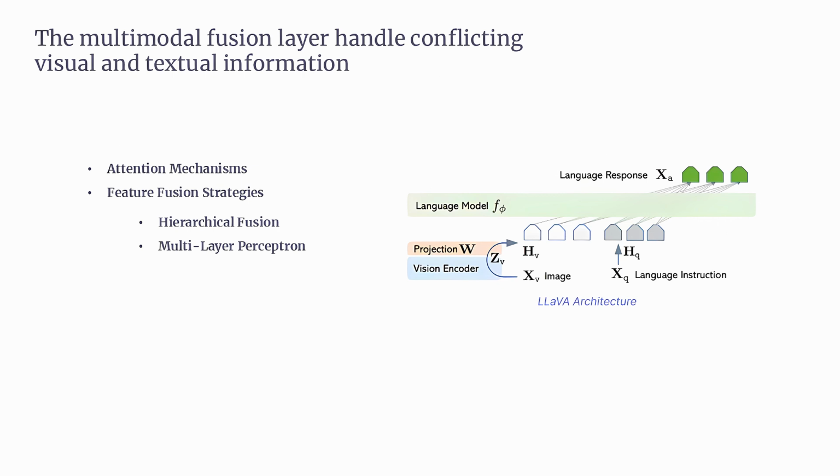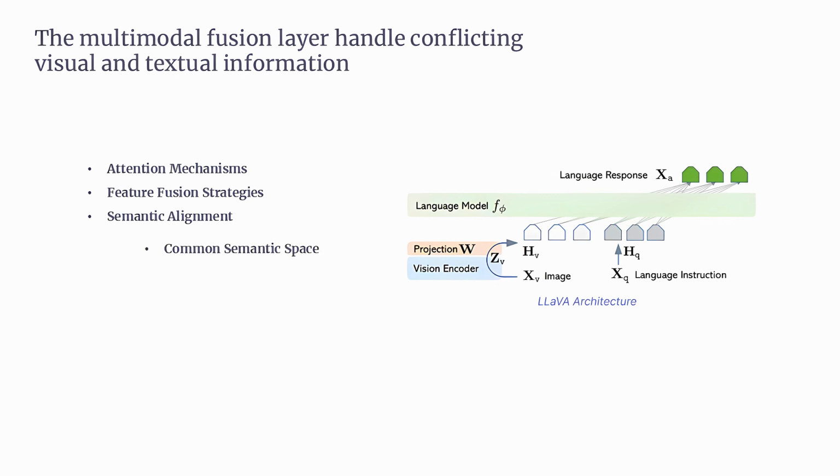2. Multi-layer perceptron, MLP. In LLaVA, the projection matrix has evolved into an MLP, which helps the model perform deeper integration of visual and textual features. This makes it possible for the model to learn more complex relationships between the two modalities, helping it resolve conflicts more effectively.